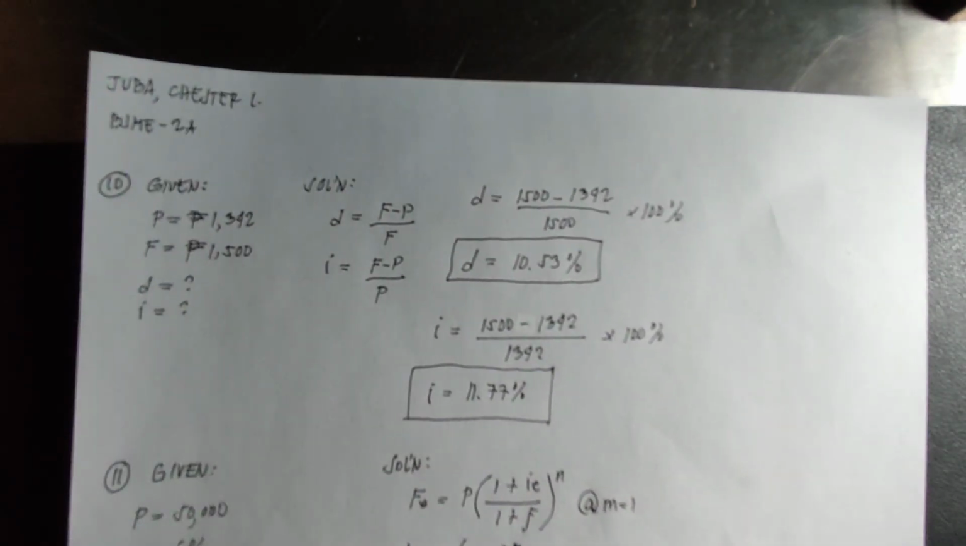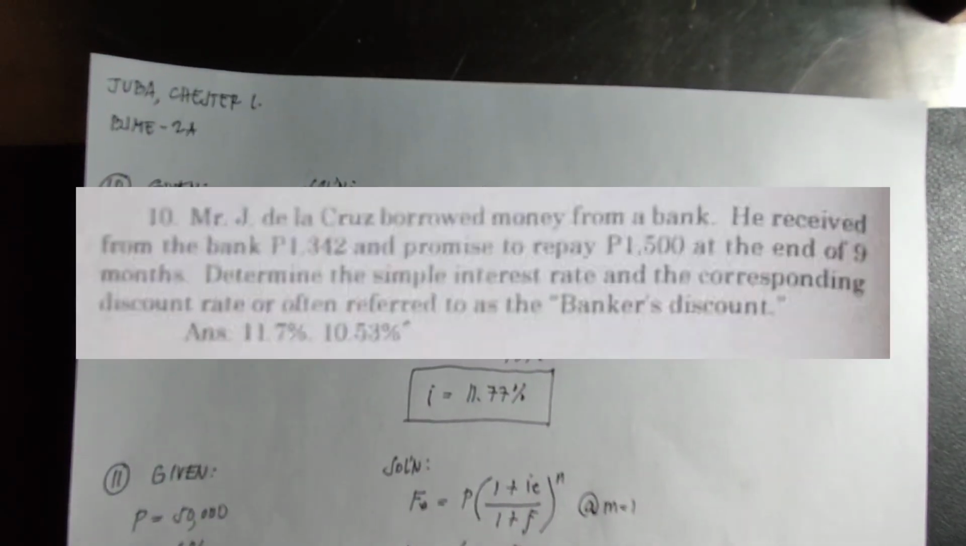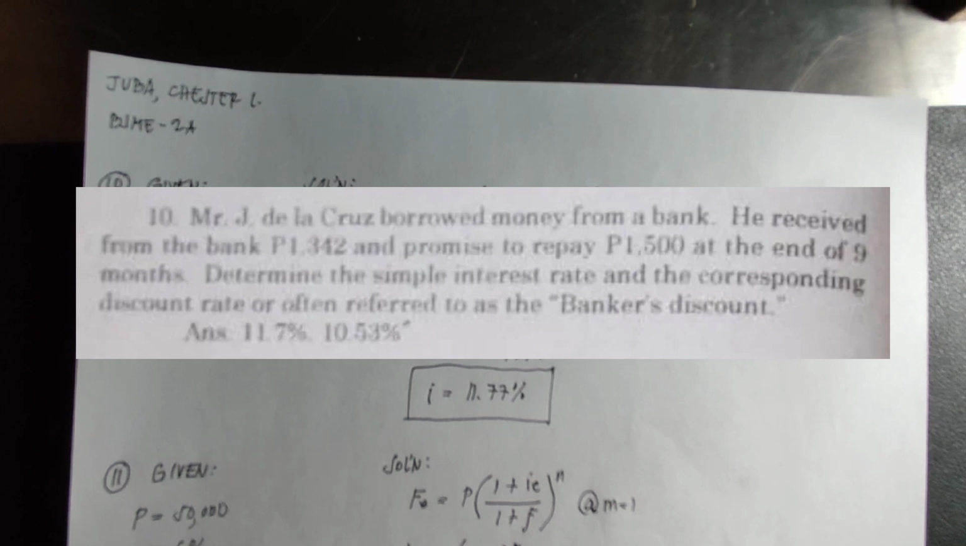So let's go now to number 10. Mr. J. De La Cruz borrowed money from my bank. He received from the bank 1,342 pesos and promised to repay 1,500 at the end of 9 months. Determine the simple interest rate and the corresponding discount rate, often referred to as the banker's discount.